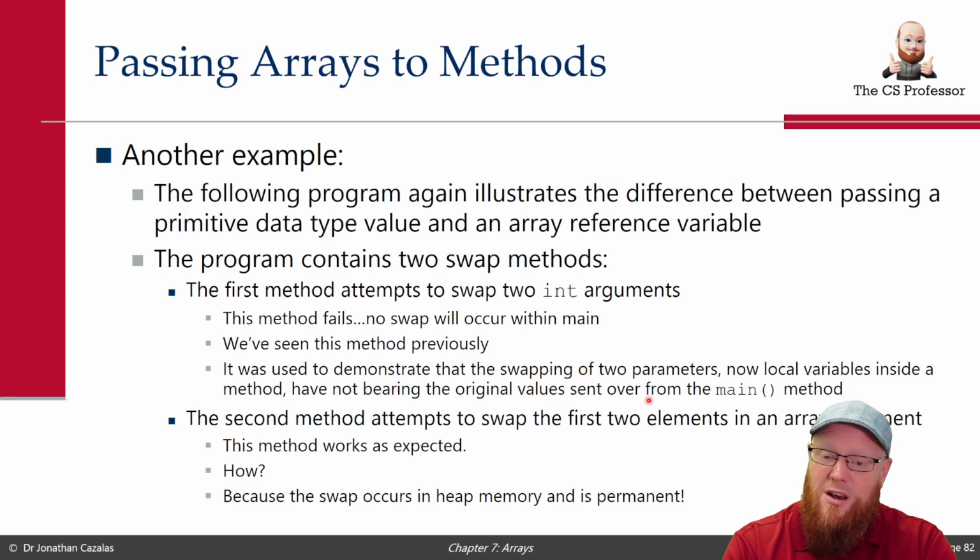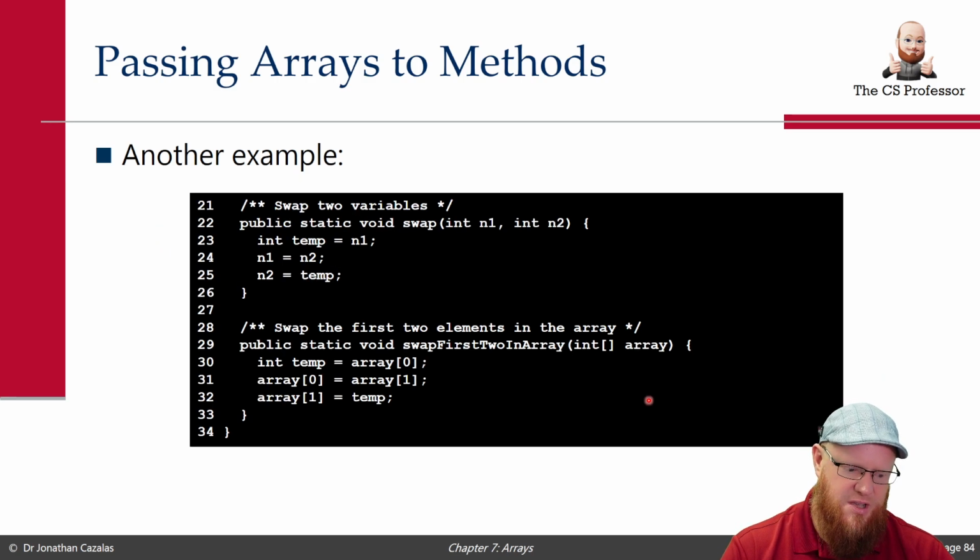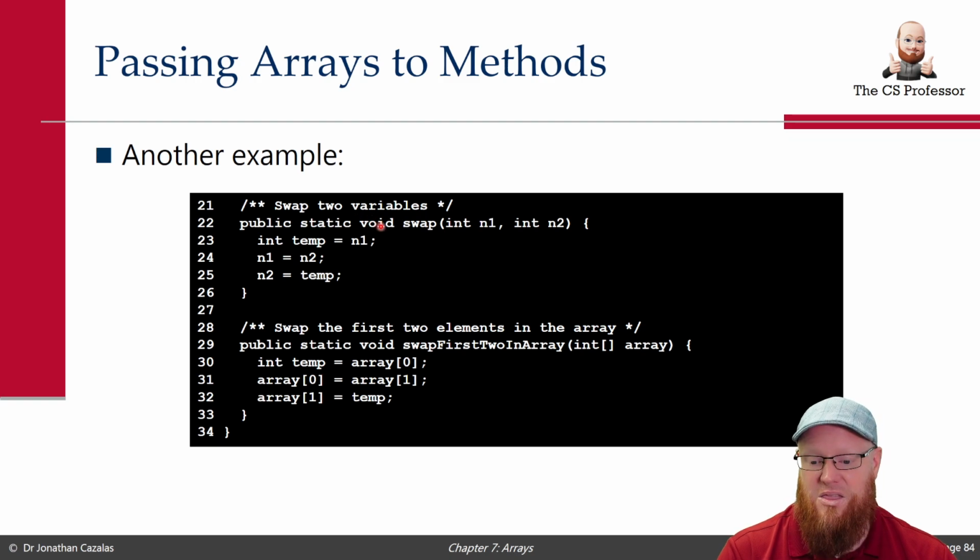We're going to see it again right now, but we're going to edit that example slightly, where we will also send over an array. And inside the array, we're going to swap two values, and we're going to see that those swapped values, that change, persists outside of the method. So first, I'm going to skip this page. This is the main. I want to show you the two methods.